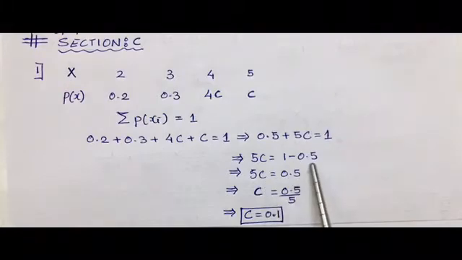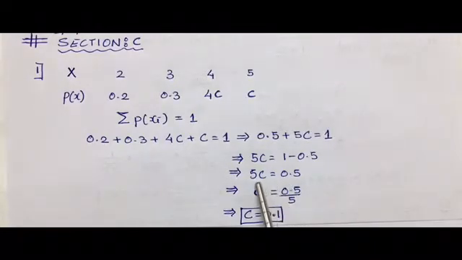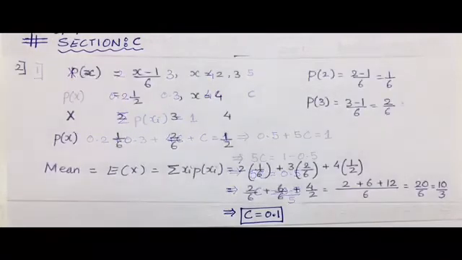So 1 minus 0.5 value is 0.5. So 5c is equal to 0.5. To calculate the value of c, 5 is shifted the other side. So 5 is multiplied in LHS, so in RHS it will be divided. So c is equal to 0.5 divided by 5. That will make c as 0.1. So the value of c is 0.1 in question number 1.